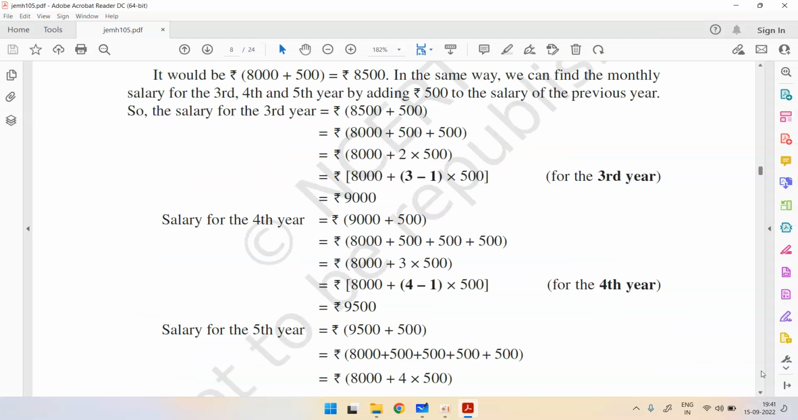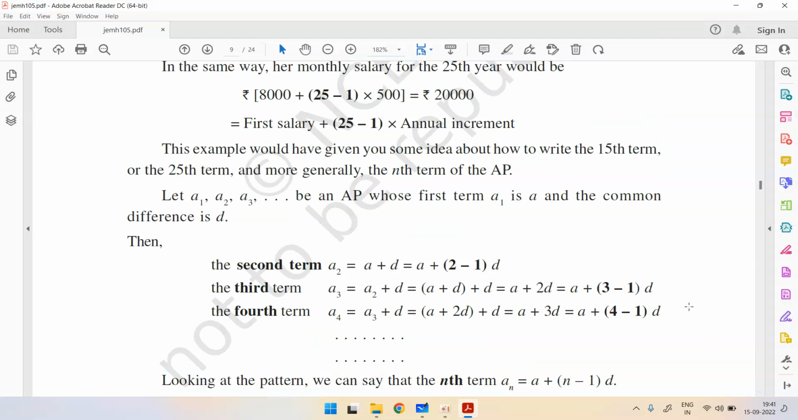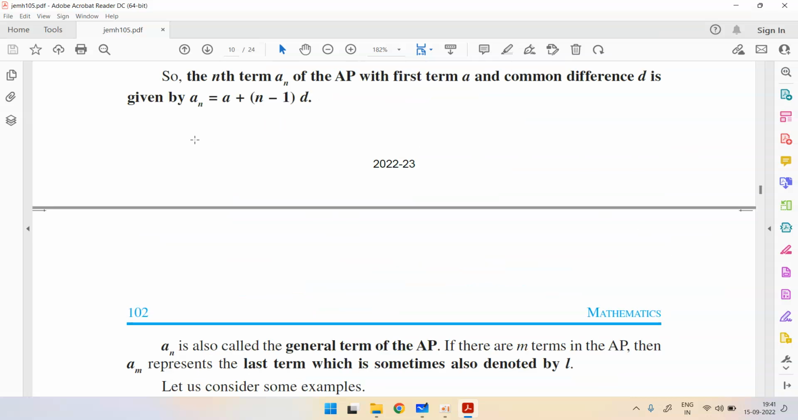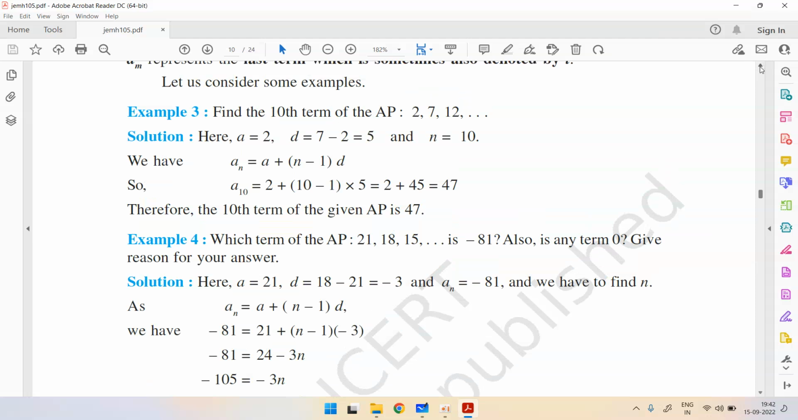Now this is an AP and these are its terms. What is the second term? This is written as this, and this is the fourth term. And if you see the nth term, it is written as a plus n minus 1 d, as I already told you. N is the general term of an AP, and the last term of an AP is noted by some other notation also, they have taken l. So, I am going directly to this example.